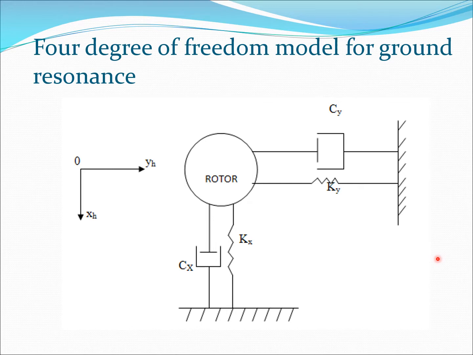So what we are going to do is develop a 4 degree of freedom model for ground resonance. We have the rotor here and we have the body. We are going to assume the body can be represented by 2 degrees of freedom, xh and yh. Corresponding to this body, there are also going to be stiffnesses and damping. So kx, ky are the two stiffness components, and Cx and Cy are the two damping components, and the rotor is held here with these particular body motions and body stiffness and damping components.